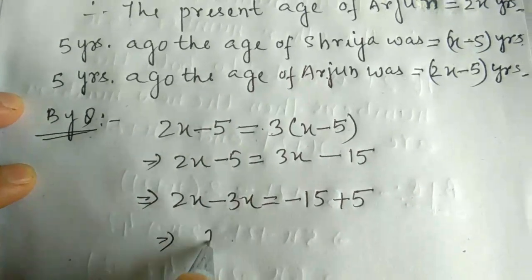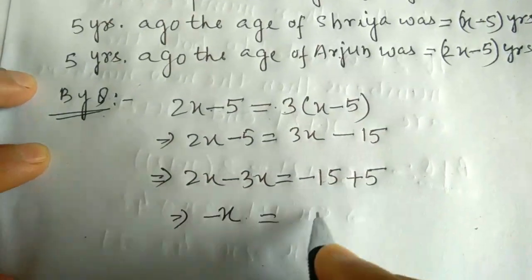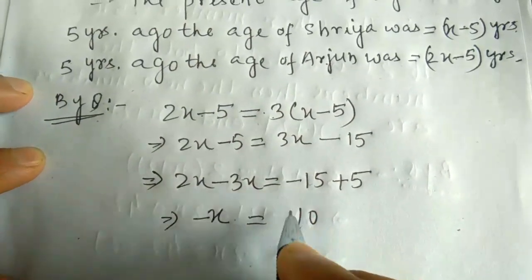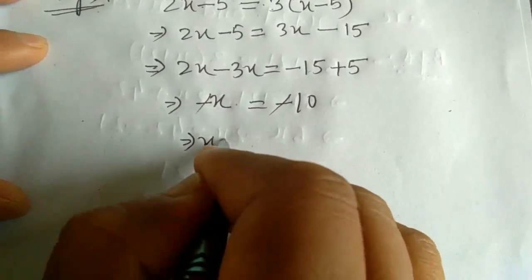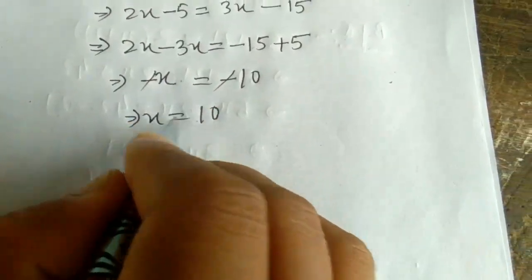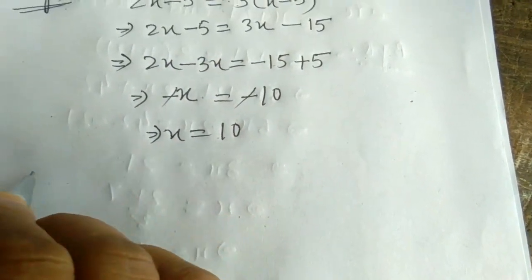2x minus 3x is minus x. This is greater, so minus sign. 15 minus 5 is 10. 15 is greater, so minus. Minus cancels from both sides. x equal to 10. So x equal to what we got? 10. So we have to find the present age of Arjun and Shriya.